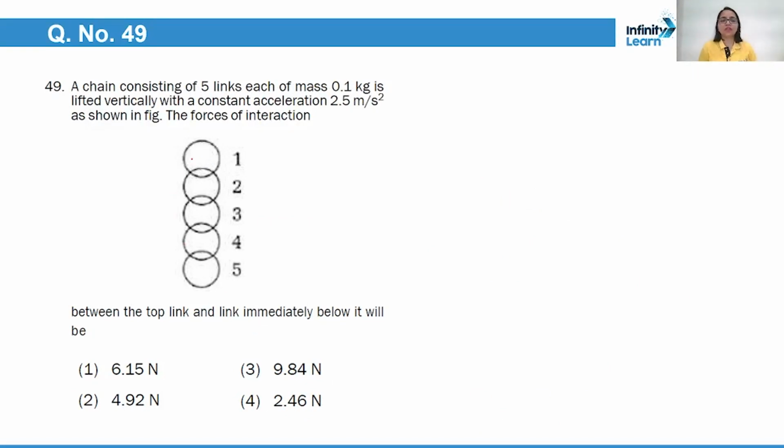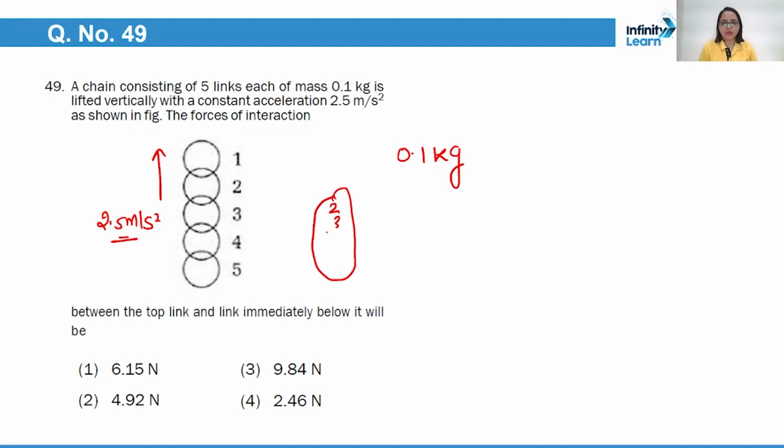A chain consisting of 5 links, each of mass 0.1 kilogram, is lifted vertically with a constant acceleration 2.5 meter per second square. The force of interaction is. So basically this complete 2, 3, 4, 5 links will have acceleration because of the force of interaction between 1 and 2. So let's say force of interaction is F in the upward direction, right? And mg, 0.1 into 4 into g, will be in the downward direction.